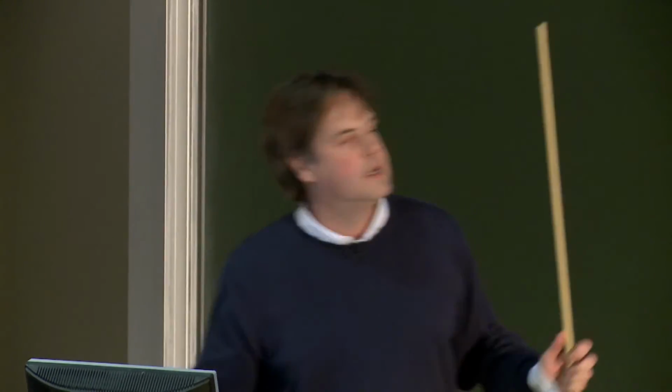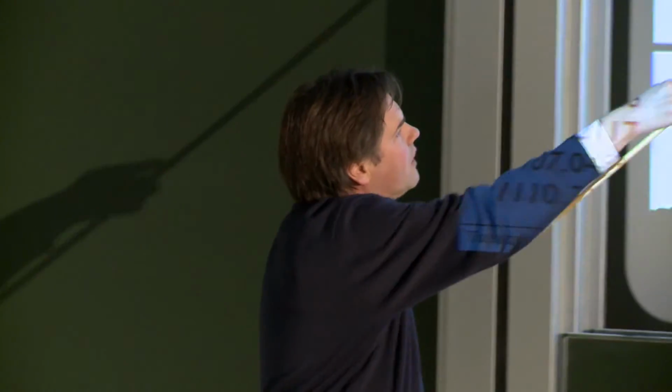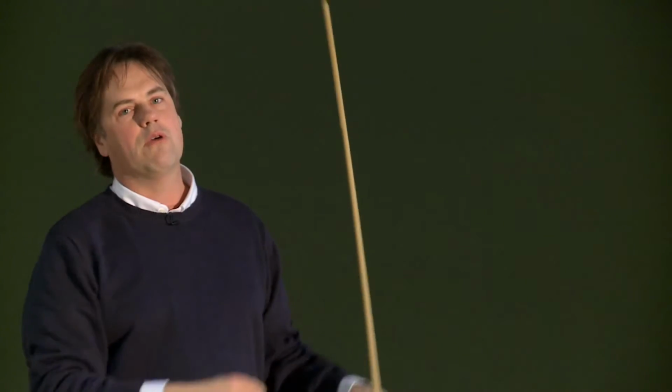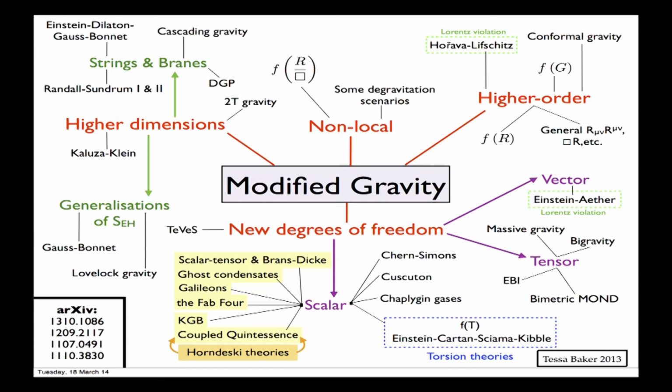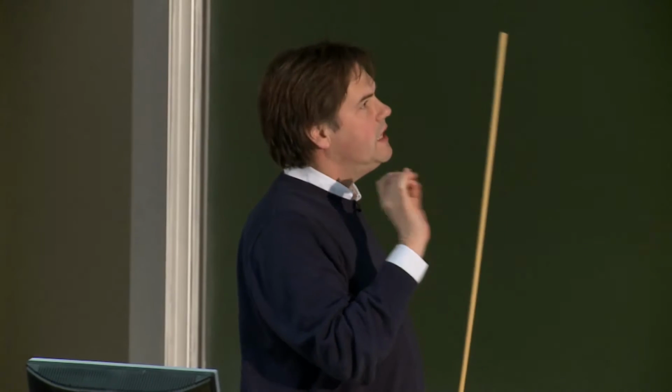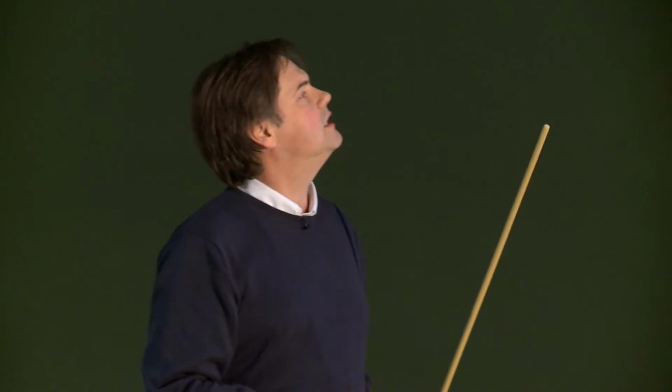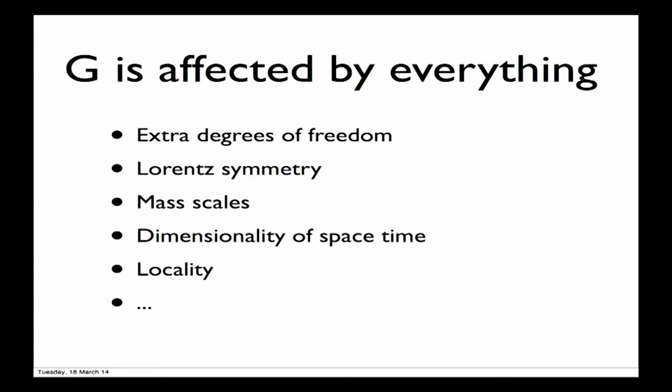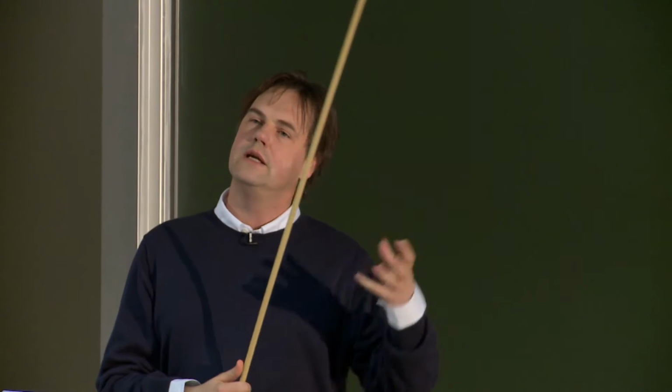The interesting thing is you can look at every one of these different variants of gravity in terms of G, in terms of the gravitational constant. And I will try and convince you that that's the case. And what that means, if I convince you, is that you can see that G will be affected by many things. Degrees of freedom, symmetries, mass scales, dimensionality, locality, all these things will affect G in some way.